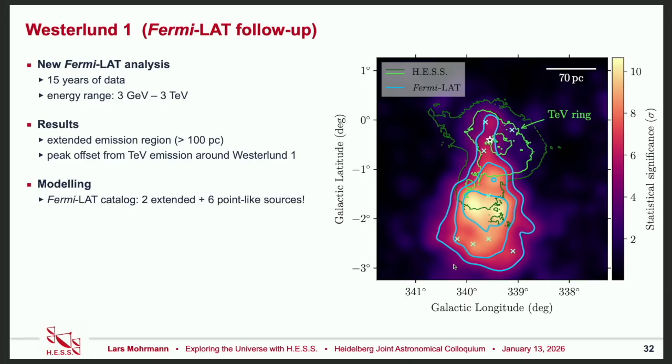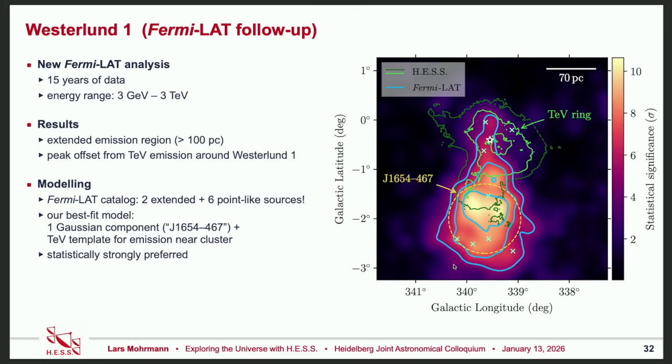Now, trying to model that emission, first thing you can do is try to look in the catalog that's provided by Fermi-LAT. In that catalog, this whole emission region is modeled with 2 extended and 6 different point-like sources, so it's all a big mess, basically. But it turns out you can actually come up with a much easier model, which is just one Gaussian component down here for this bright source that we now call J1654, and then another component up here where we use basically a template derived from the TeV emission in the fit. And that's statistically preferred very strongly over this model from the Fermi catalog.